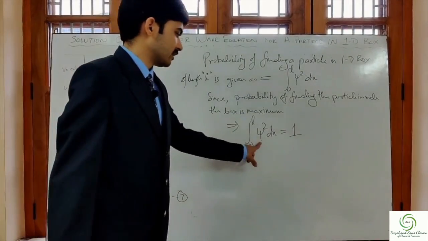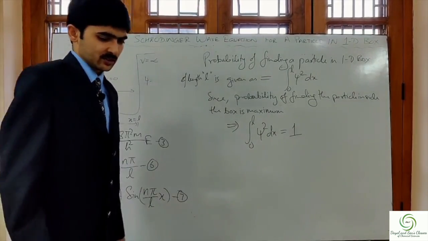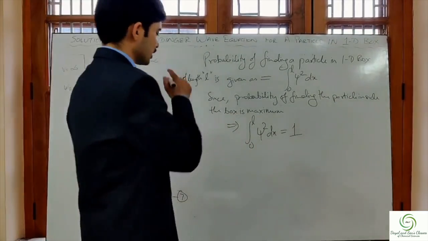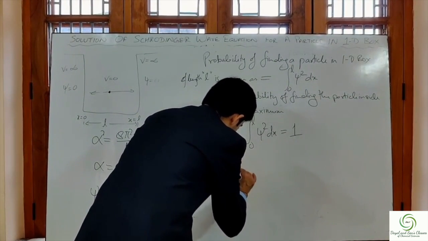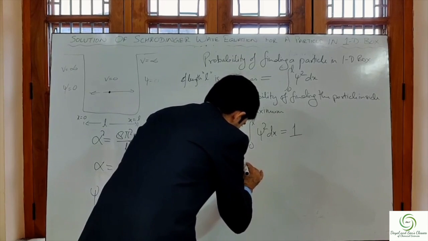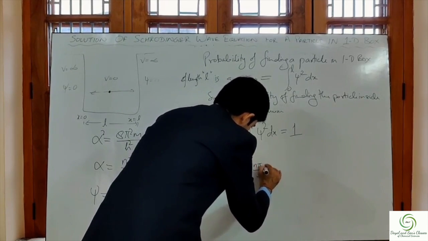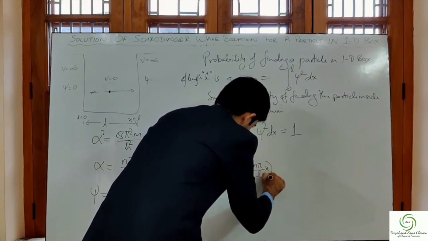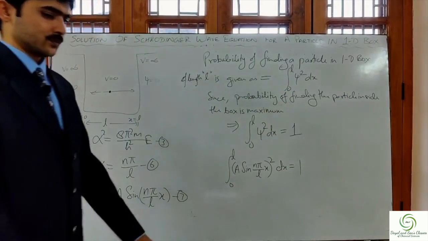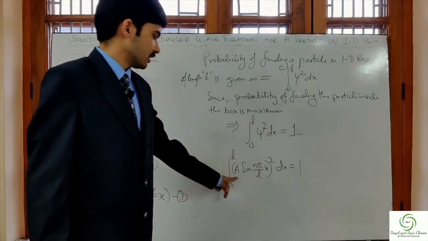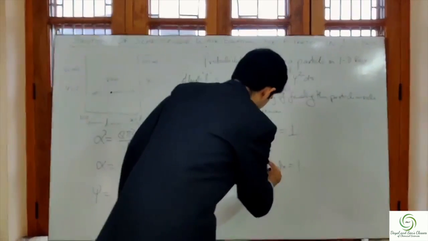Now we replace the value of psi from equation number 7 into this equation. What will we get? We will get the integral from 0 to L of (A sine n pi x upon L) whole square dx is equal to 1. What will we get? A sine n pi x upon L whole square.